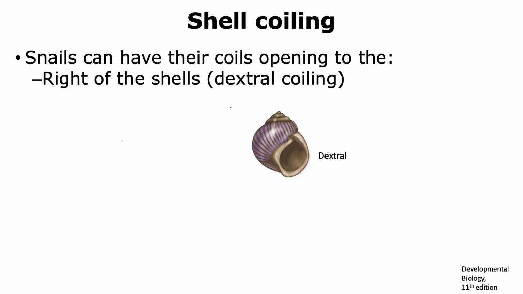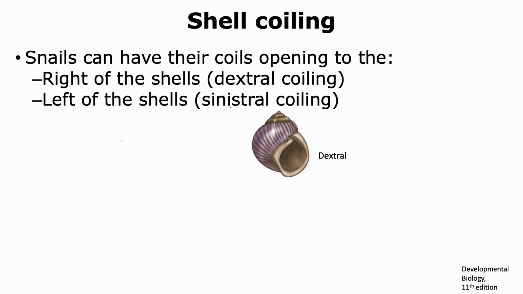We all know that snails have shells, and when we look at shells, they show these spiral structures. Now, these spiral structures can be left-handed or right-handed. Similarly, snails can have their coils opening to the right of the shell, which is called dextral coiling, and those kinds of shells are shown in the figure right here. Or the snails can have their coils opening to the left of the shells, which is called sinistral coiling, and that is shown in the figure that is to the left.